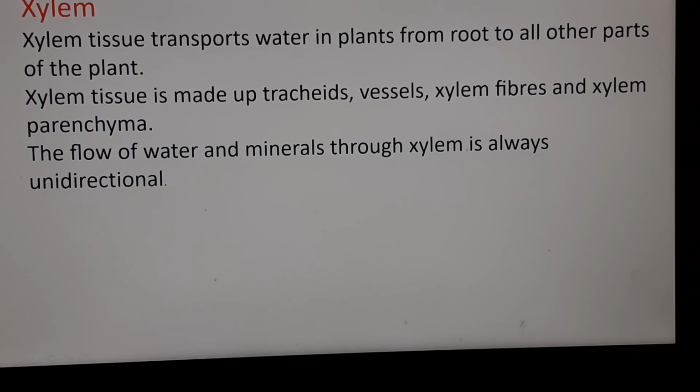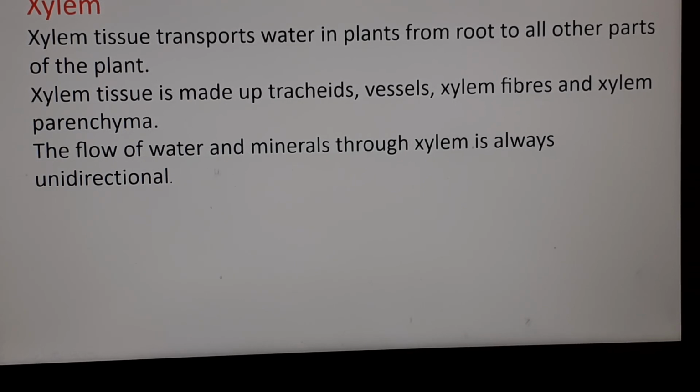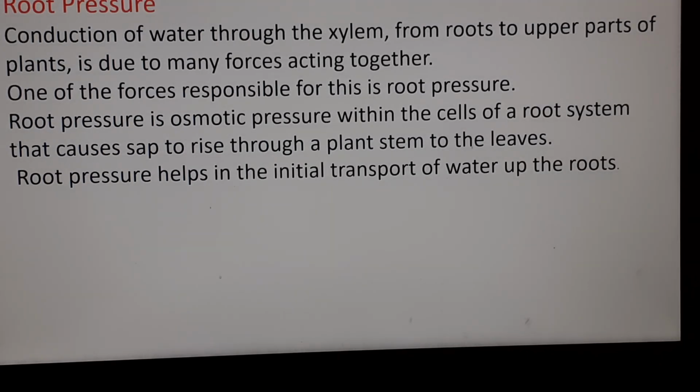See here, xylem is a tissue that transports water in plants from root to other parts of the plant. Xylem tissue is made up of tracheids, vessels, xylem fibers, and xylem parenchyma. This and all we studied in our 9th standard; I am just reminding this. The flow of water and minerals through xylem is always unidirectional. How does water get carried to the top of the plant, to the leaves?